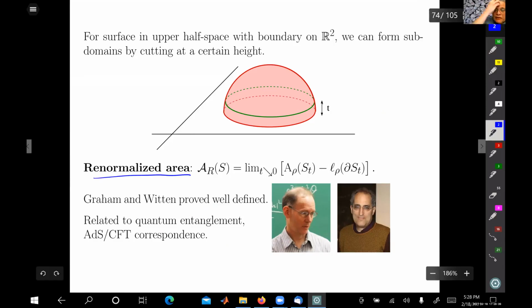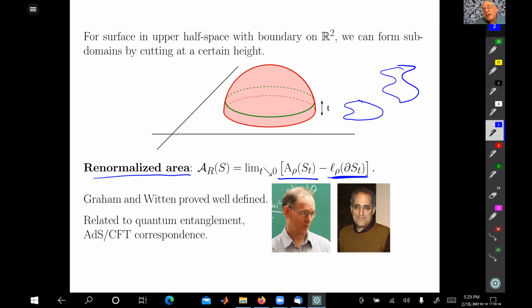So this is something that Graham and Witten had proved is well defined, that if you take these truncations and you take the area above the truncated curve and subtract the length of the truncated curve and take the limit, that this is well defined, that this limit actually exists and it's conformally invariant. That's the hard thing, that if you have a curve and you map it by a Mobius transformation to some other curve, this number does not change. That's not obvious, but that's what they showed.